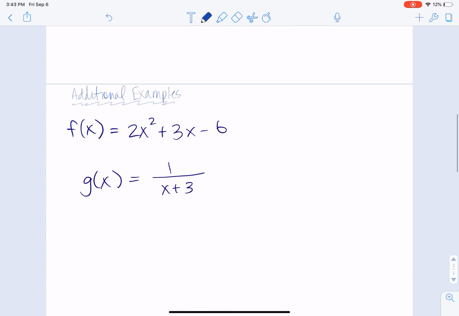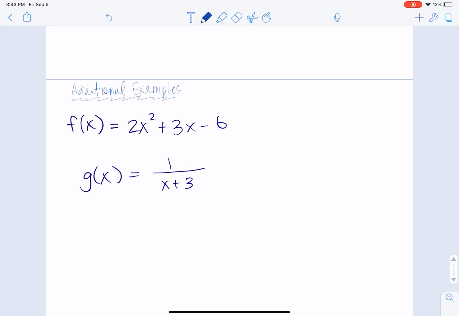Scrolling down here, there's just a few more examples. Here, f of x equals 2x squared plus 3x plus 6. I'm asking myself, do I have a square root? And do I have any kind of variable in the denominator? The answer is no to both of those questions. So my domain here is x values such that x is an element of all real numbers, or my domain is just all real numbers. Again, there's a few different ways to write this.